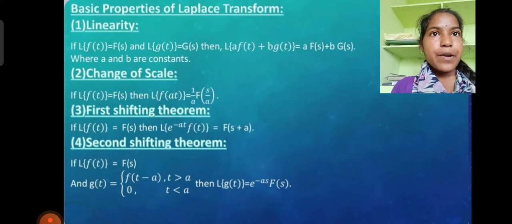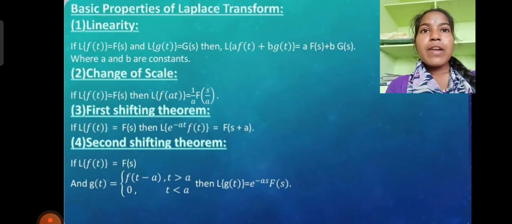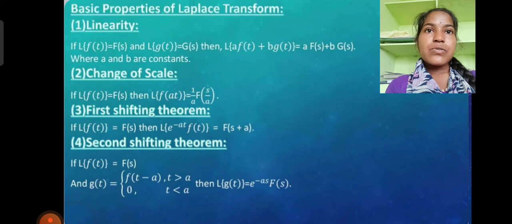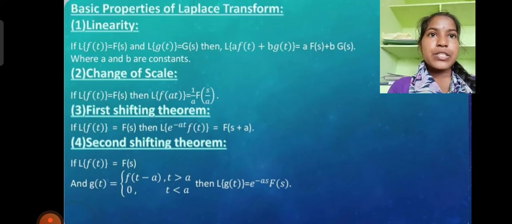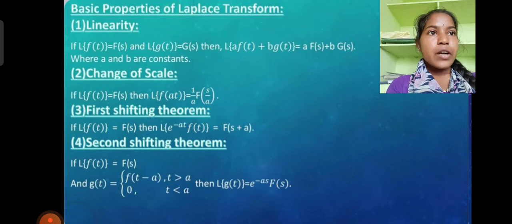Now, basic properties of the Laplace transform: linearity, change of scale, first shifting theorem, second shifting theorem. Linearity: if L{f(t)} is equal to F(s) and L{g(t)} is equal to G(s), then L{a f(t) + b g(t)} is equal to a F(s) + b G(s), where a and b are constants.